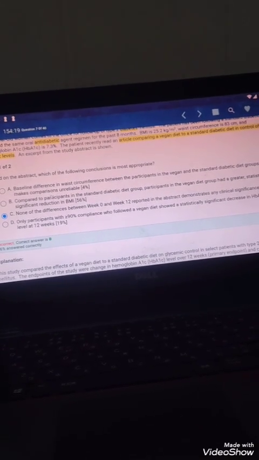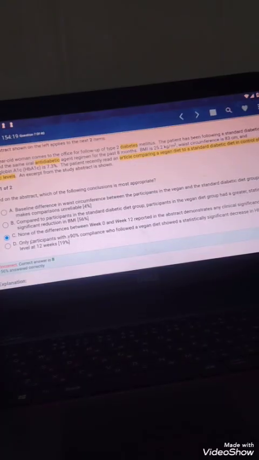But we saw that we can recommend the vegan diet as it has a lot of good things. Baseline difference in the waist circumference between the participant vegan and standard groups makes the comparison unreliable. Or does it make it unreliable? 84 to 81 and 82.3 to 81. No, it is reliable because the waist circumference has decreased statistically significantly.